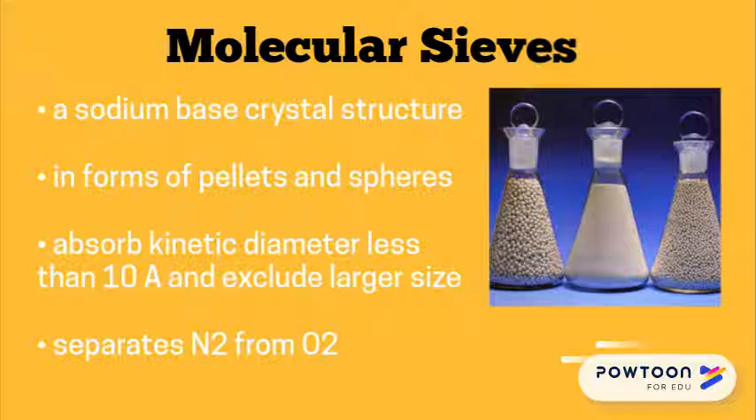A molecular sieve is a sodium-based crystal structure in forms of pellets and spheres. It works by absorbing kinetic diameter which is less than 10 angstrom and excluding larger size. With this, it is able to separate nitrogen gas from oxygen gas.